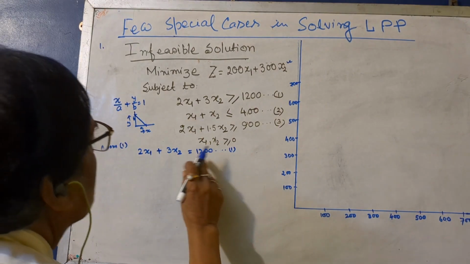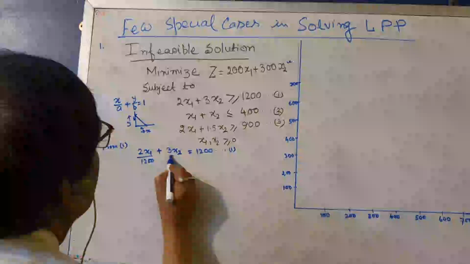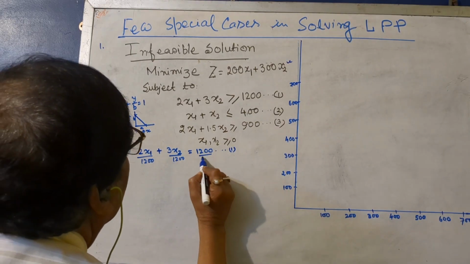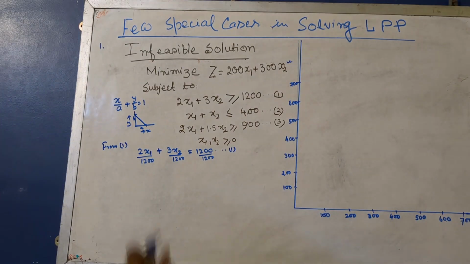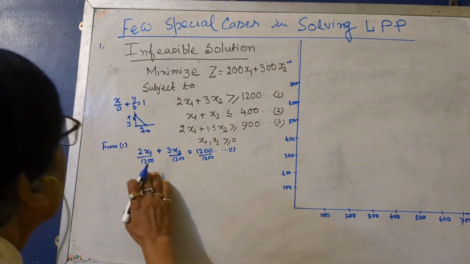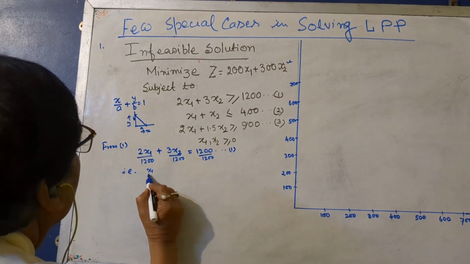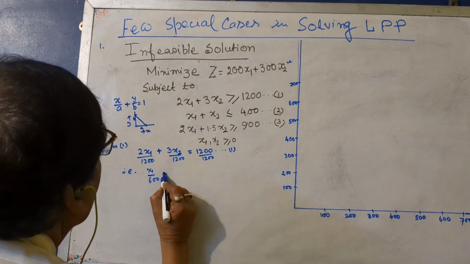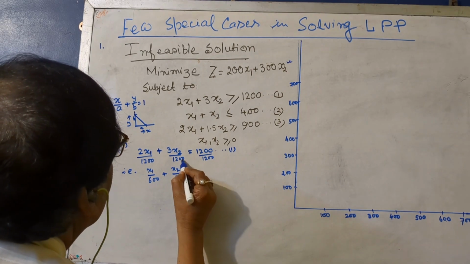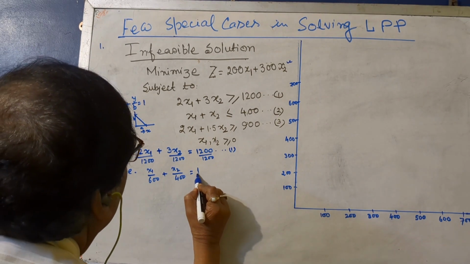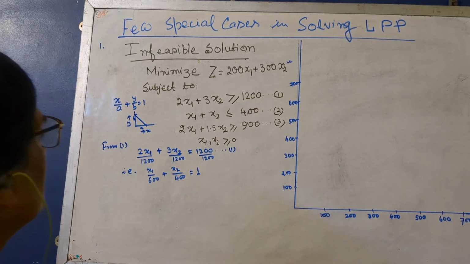To get one, both sides you divide by this. That is 1200 divided by 1200. So that I can get is equal to 1. No problem. As same quantity I have taken for dividing both sides. That is x1 divided by 600 plus x2 by 400, because if we divide by 3, that it will be is equal to 1. This is the first constraint.